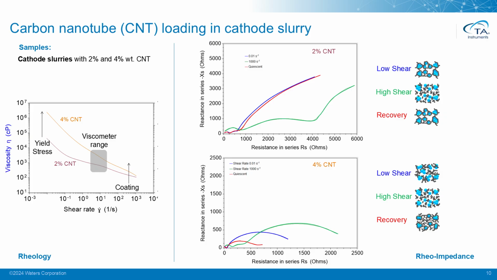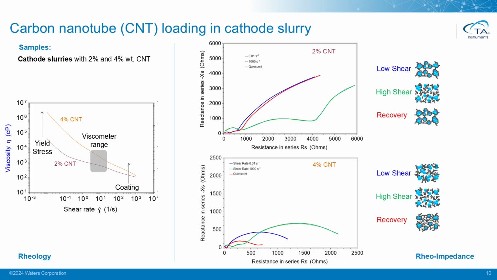dielectric spectra. And of course, we can see from comparing the top and the lower graph, there is a significant difference between the two samples. The higher carbon nanotube loading, of course, has a much lower resistance, much lower reactance than the 2% CNT sample.